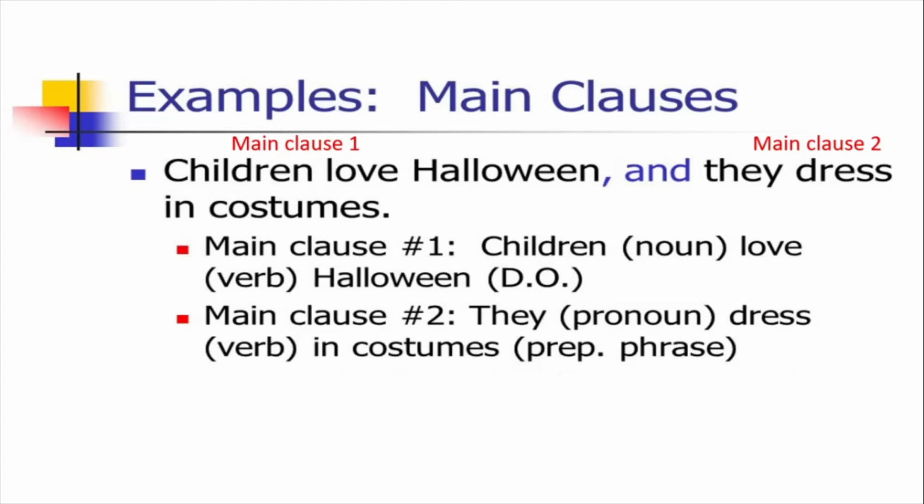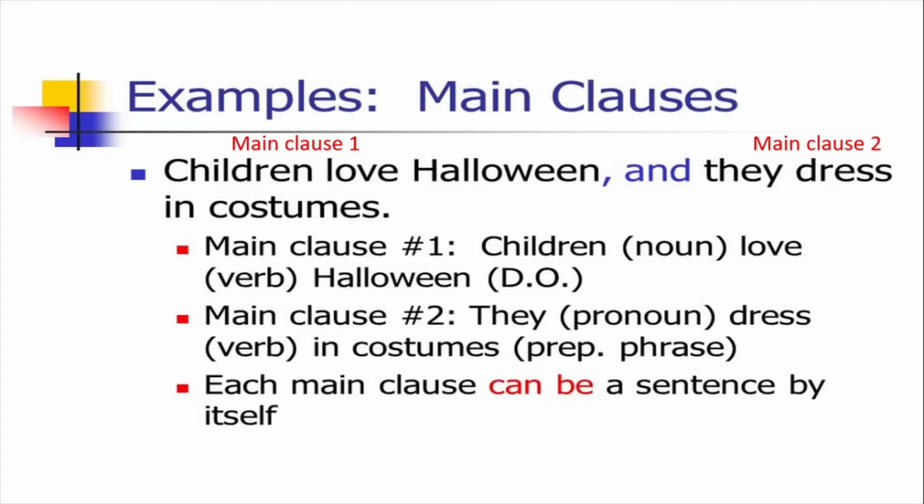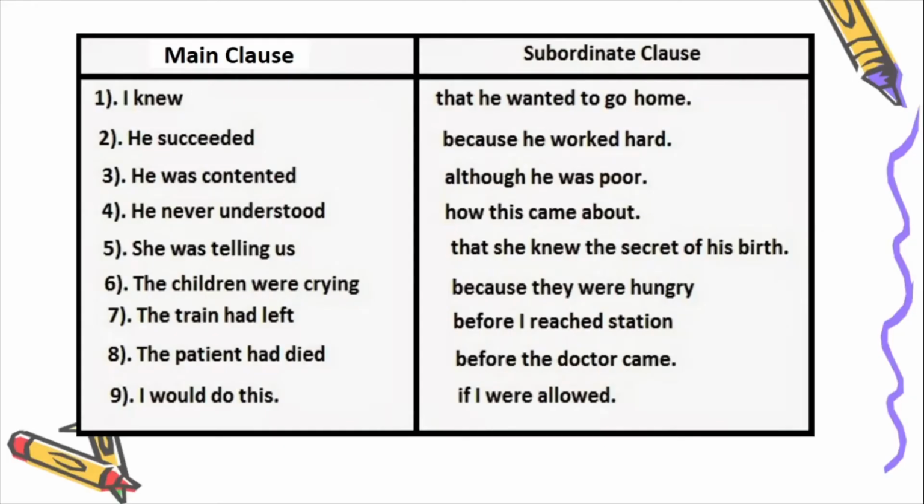So this is how we know how a main clause qualifies to be a main clause. What are the different things which are necessary to make a main clause a main clause? Okay, let us look at some more examples, but before that, each main clause can be a sentence by itself. I already told you that every main clause is a sentence by itself. Look at some example sentences where the main clause and the subordinate clause have been segregated.